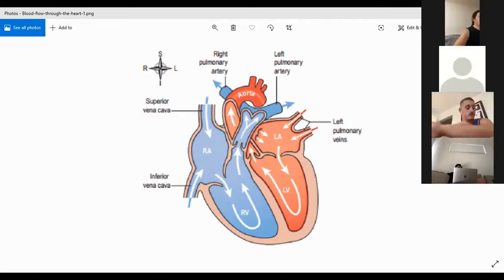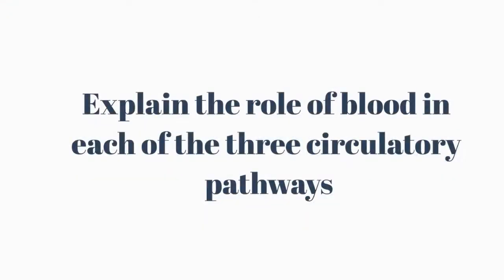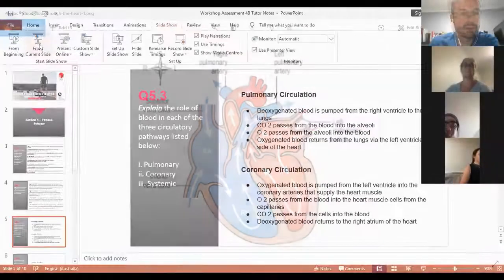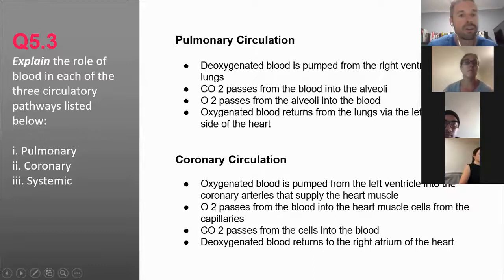Okay. So for 5.3 now, we're explaining the role of blood in each of the 3 circulatory pathways listed below. The first one is pulmonary circulation. I think we have explained this before, but let's have a think about it again. Pulmonary means the lungs, so this is how the blood travels to the lungs and then comes back. You can see on the dot points on my slides, this is what happens. The deoxygenated blood, the blood that has no oxygen in it, is pumped from the right ventricle into the lungs. That would be the first step here.